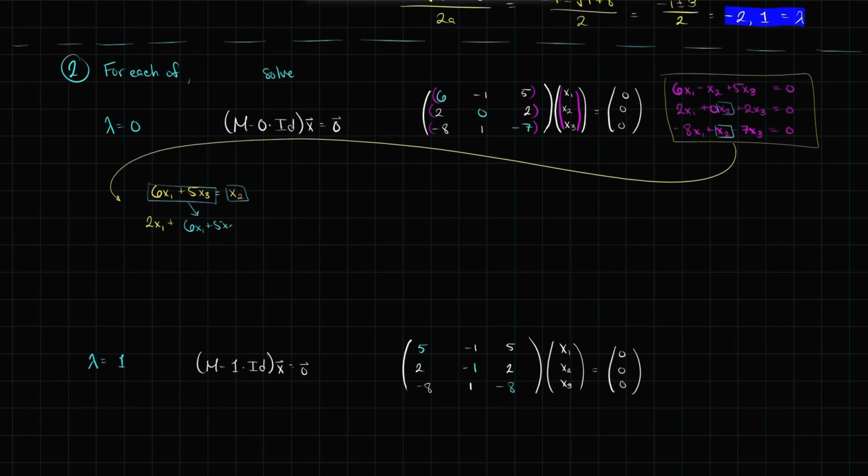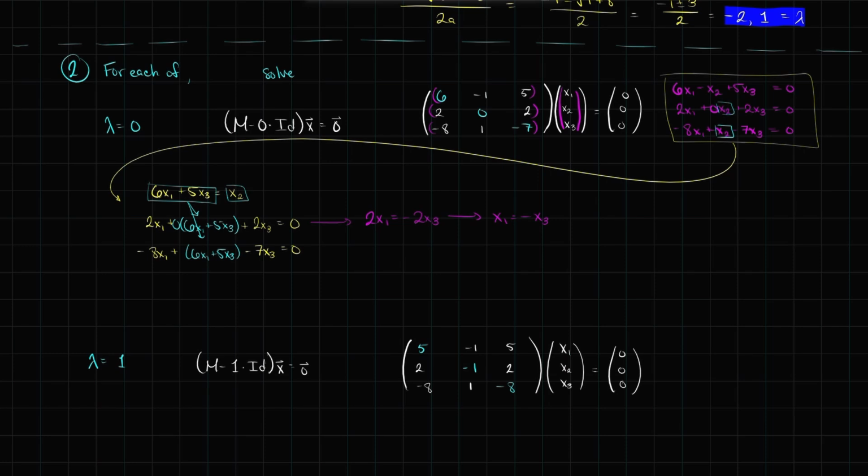6x1 plus 5x3, but of course that was multiplied by a 0. And then I can add x3 to x3 equals 0 is my second equation. My third is negative 8x1 plus everything that I just solved for x2, 6x1 plus 5x3, minus 7x3 is 0. And I can rearrange the second row to be solved for either x1 or x3. Let's just rewrite it as 2x1 is negative 2x3, or the relationship x1 is negative x3.